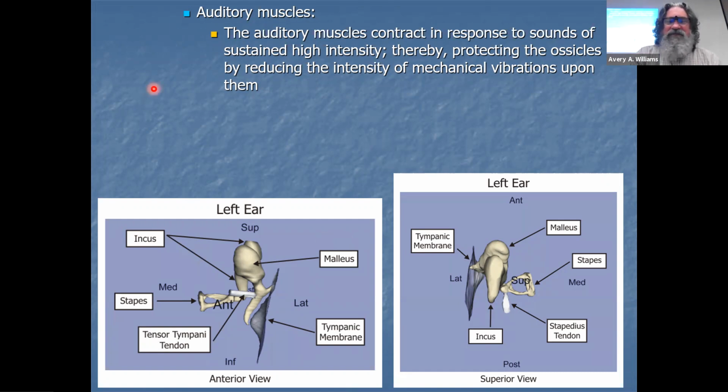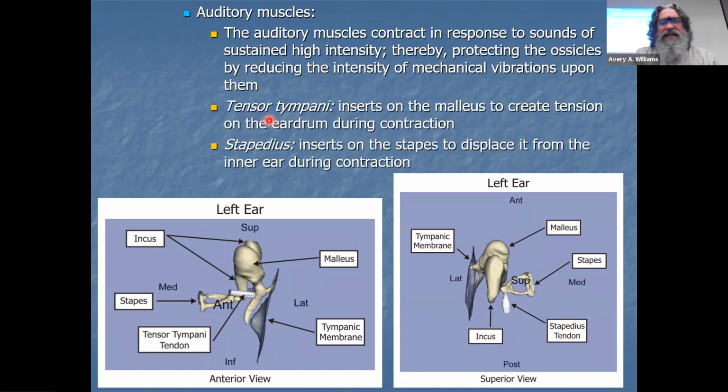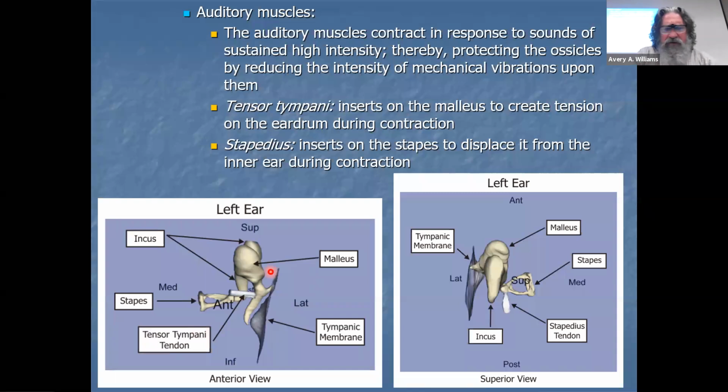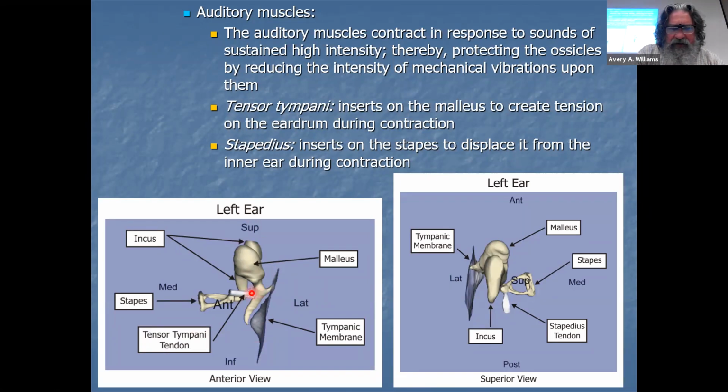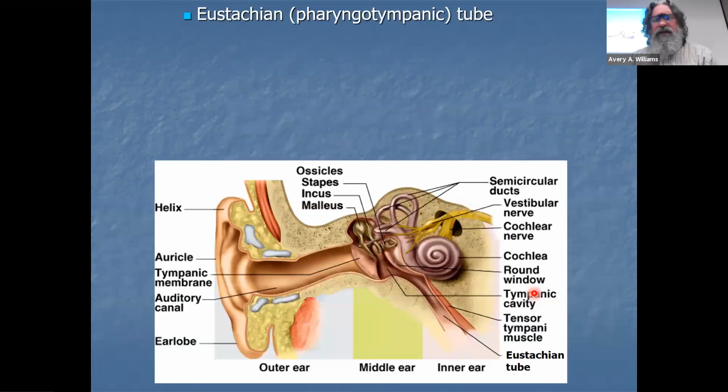partying it up. So anyway, there's two, the tensor tympani and the stapedius. See these? The tensor tympani, you see located right here on the back of the malleus. It inserts on the malleus, creating tension on the eardrum when it contracts, because remember, the malleus is connected to the eardrum. It kind of pulls it away. And then the stapedius right here, it shows you the tendon. It inserts on the stapes to help displace it from the inner ear during contraction. Remember, the stapes is actually connected to the side of the skull. Okay, and you see that going on right there.